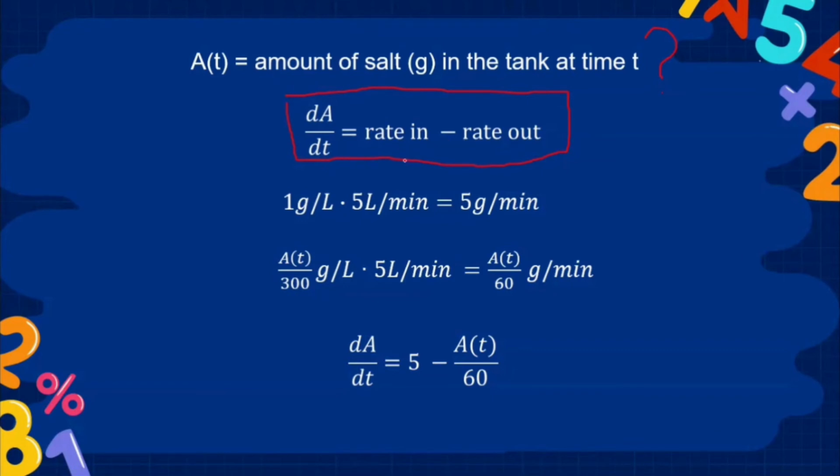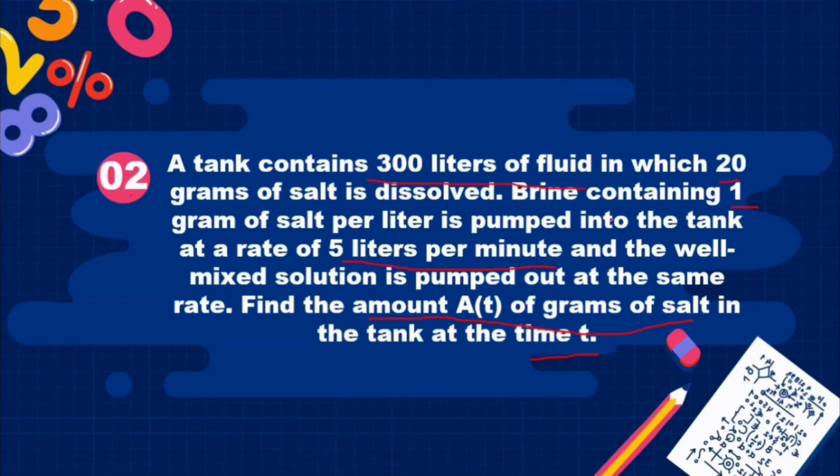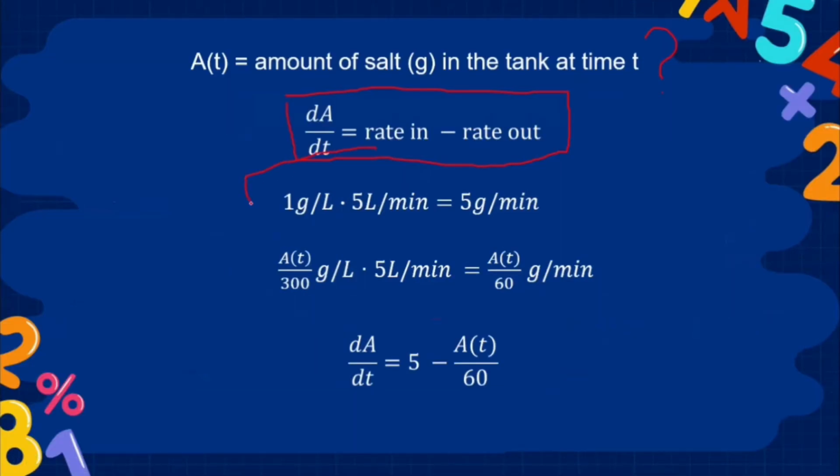But the question here is how to find the rate in and the rate out. Well, this is very easy. It's already been mentioned in the question. That's why it's very important to highlight our key points. We can go back. For our rate in, we just multiply the concentration of brine, which is 1 gram per liter, with 5 liters per minute, and this is how we get the result below.